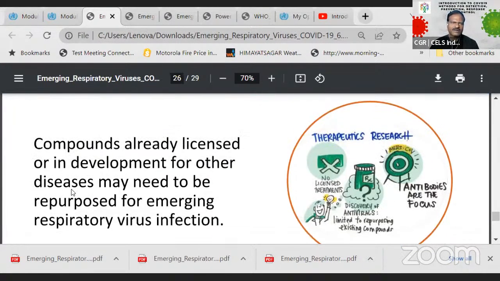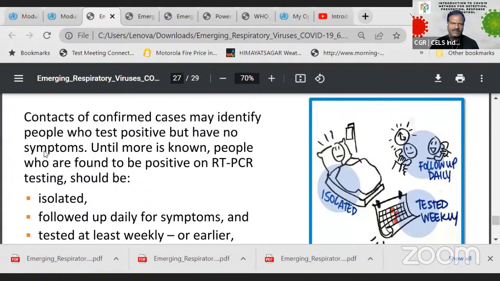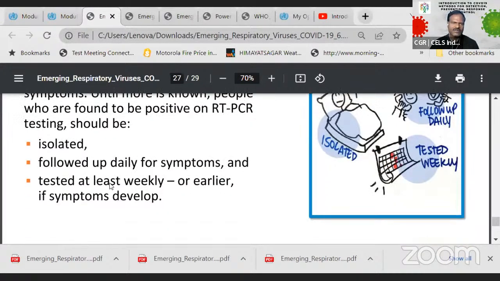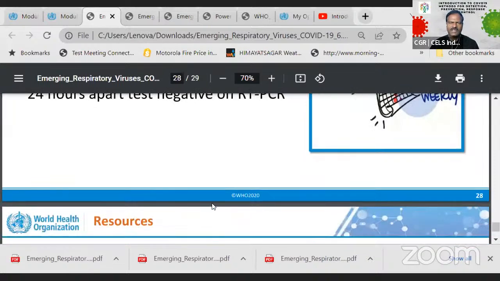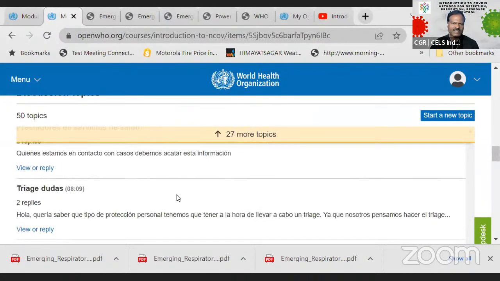And compounds already licensed or in development for other diseases may need to be repurposed for emerging respiratory virus infection. Especially as virus mutations are happening, they are also developing immunity. So vaccines are effective, but again, taking another dose and another booster dose, I think this is a continuing process. Many have taken already 3 doses of vaccines, but with new variants, we don't know whether a new vaccine is going to be developed or the old vaccine is okay for us. And again, monitoring is required. Then getting tested, finally the RT-PCR test is one thing which will tell.